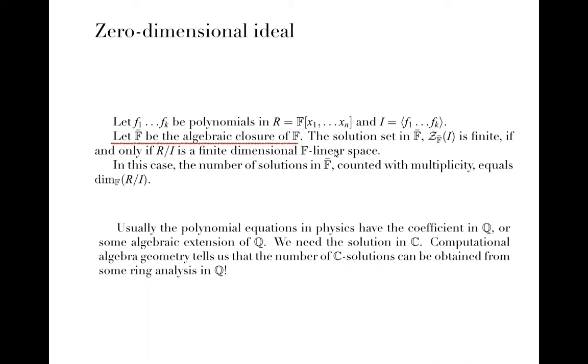But here you see there's a correspondence. You can use this linear space dimension to predict the number here. Actually, the number of solutions in C equals the dimension of R over I as a Q linear space. So that's a very important theorem.